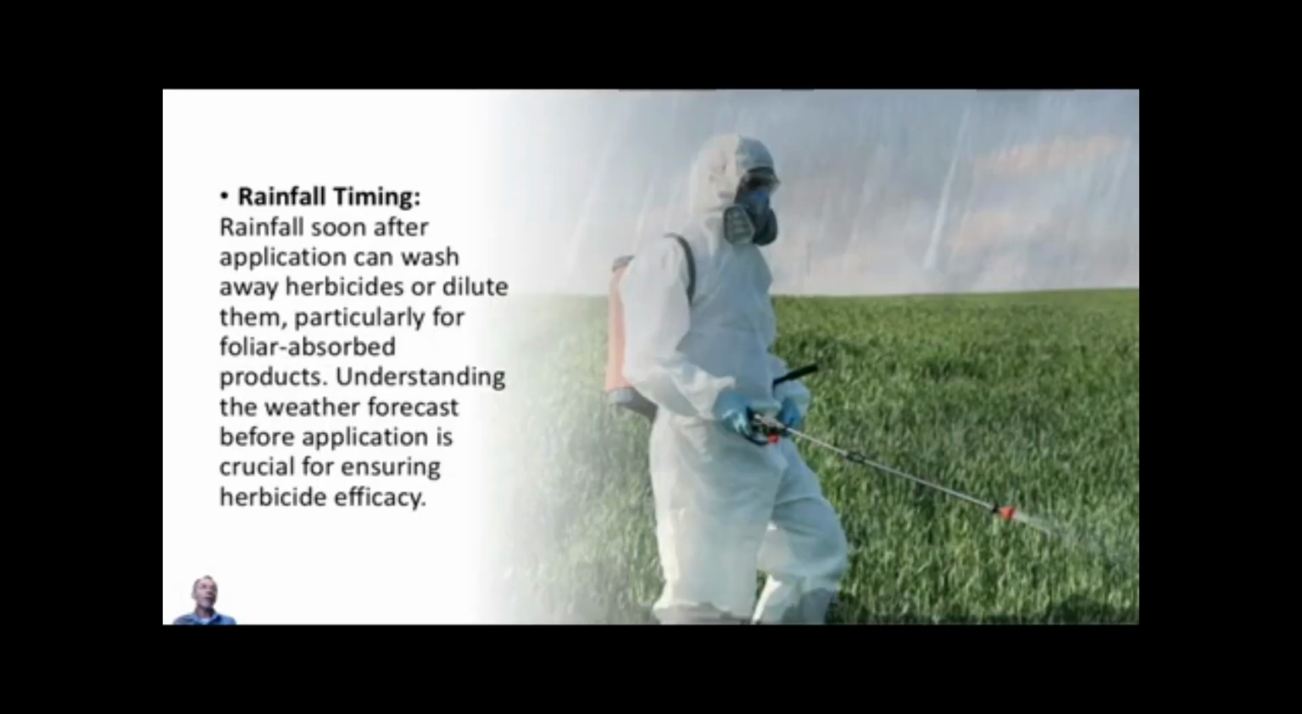Rainfall timing. Rainfall soon after application can wash away herbicides or dilute them, particularly for foliar absorbed products. Understanding the weather forecast before application is crucial for ensuring herbicide efficacy. It's no stretch of the imagination for somebody to understand you can't put herbicides out while it's raining or right after a rain and expect it not to wash away or be diluted.